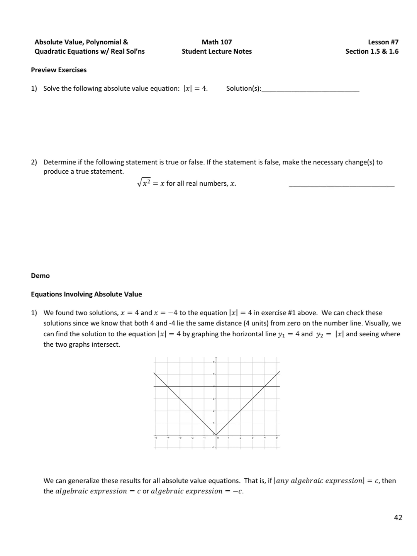This is the College Algebra Lesson 7 preview exercises. Number 1, solve the following absolute value equation. The absolute value of x equals 4. So we don't have to do any symbolic manipulation to answer this question.